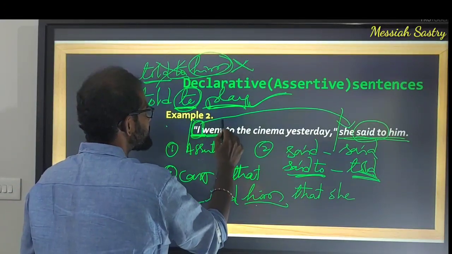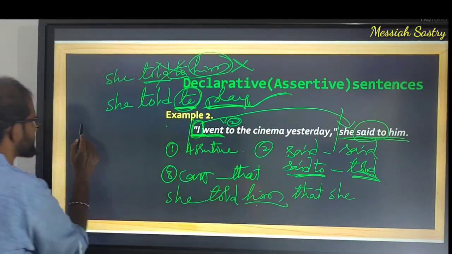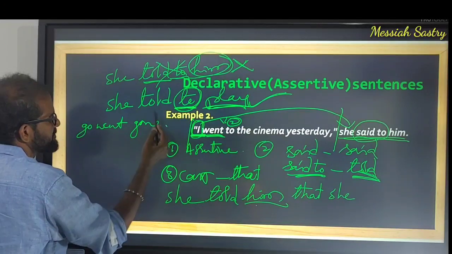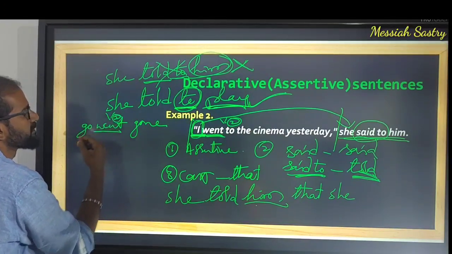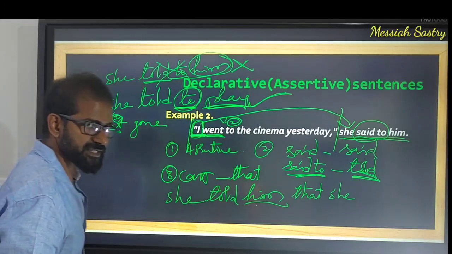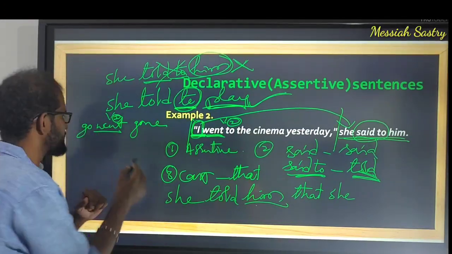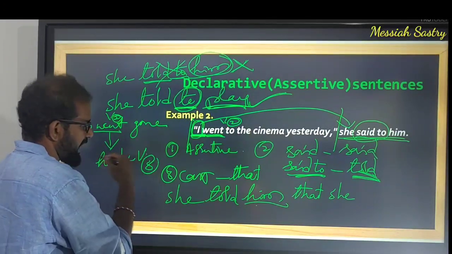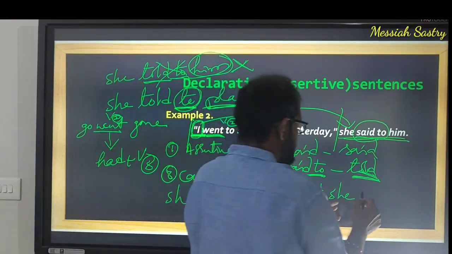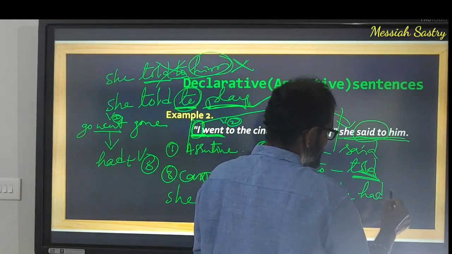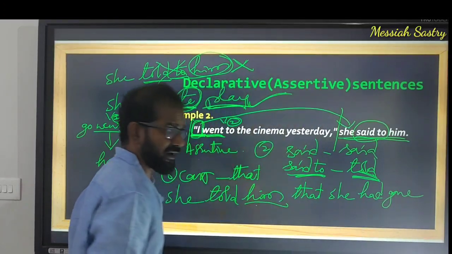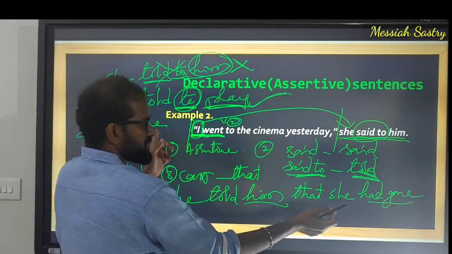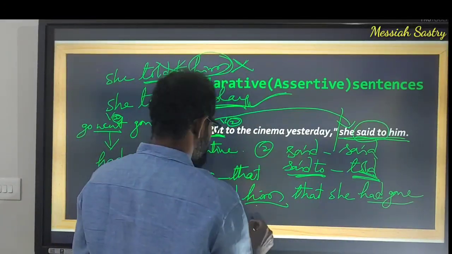Went. We know three forms: go, went, gone. So third, change of tense forms. V2 changes to had plus V3. So she had gone. She had gone. V2 changes to had plus V3, and the V3 of go is gone. She had gone to the cinema.